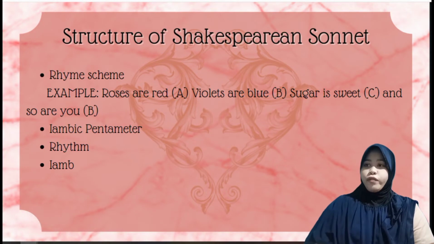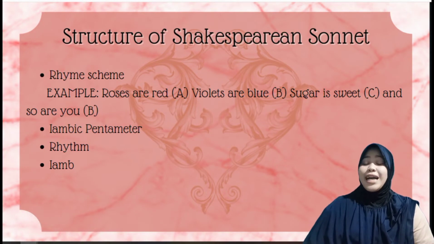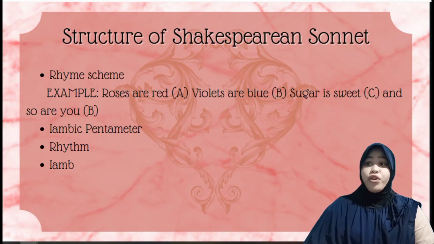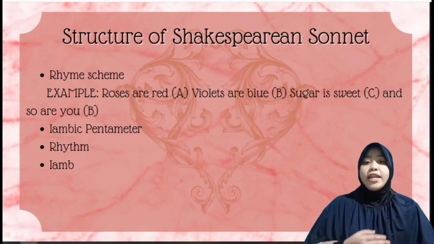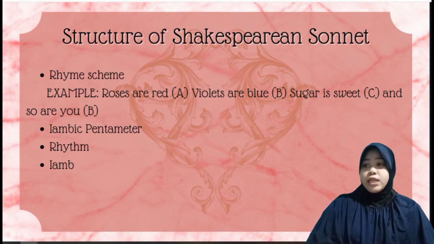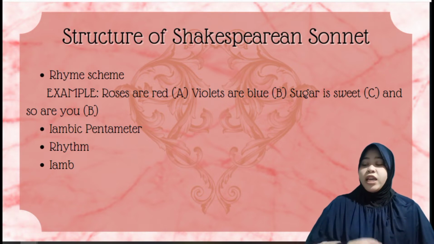Proceeding with the structure of a Shakespearean sonnet, it has a rhyme scheme. The fourth and final part of the sonnet is 2 lines long with rhyming words, and is called the couplet. An iambic pentameter is a rhythm in which a sonnet line consists of 10 syllables. It is also a type of words that alternate short and long syllables to create a rhythm.